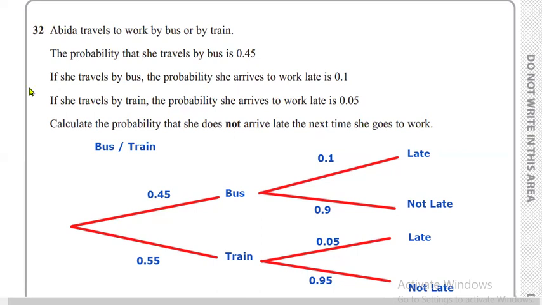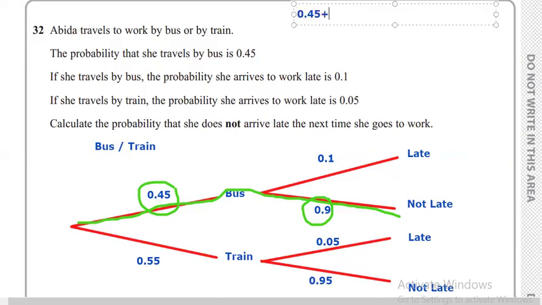So I'm going to follow this path like this. I'll show you how. I'll make it in different colors so you know which path I'm following. I'm going to go by bus and then not late like this. And then take the probabilities that I have on this path and multiply them by each other. So the first one is 0.45 and 0.9. I'm going to multiply these by each other.